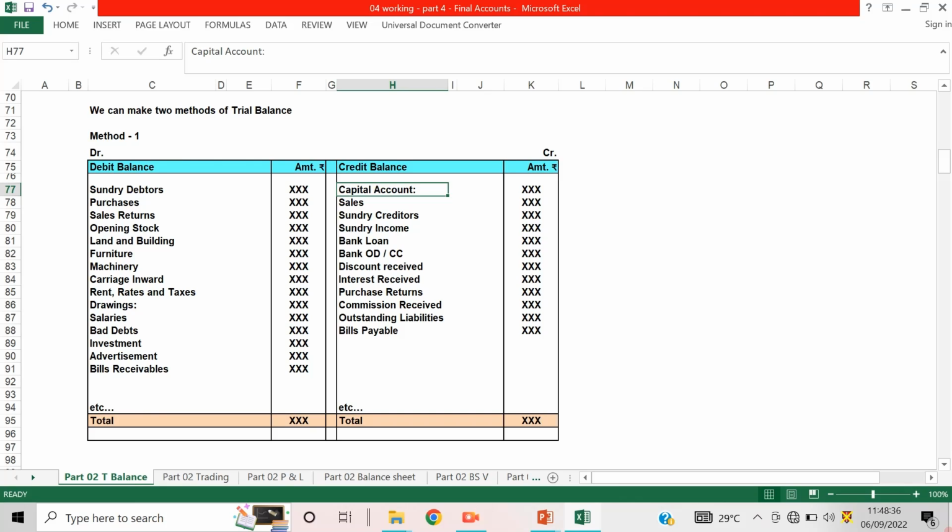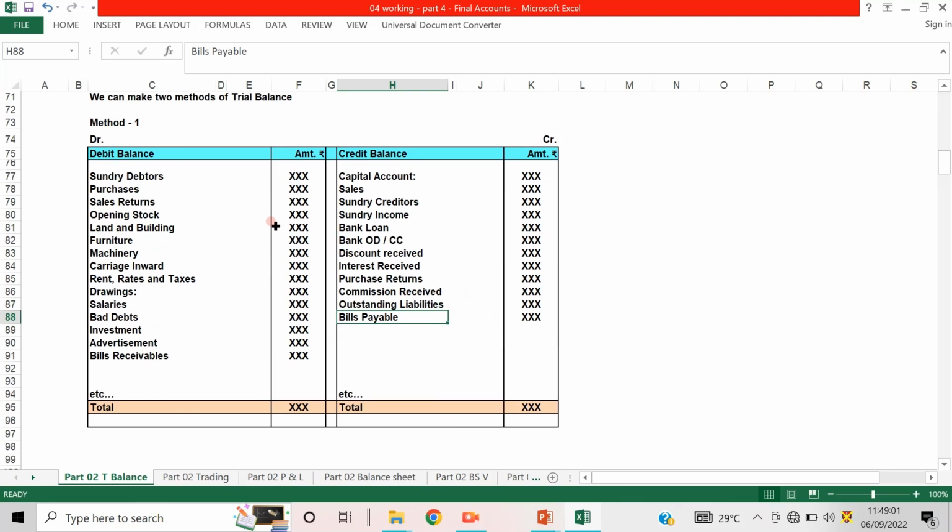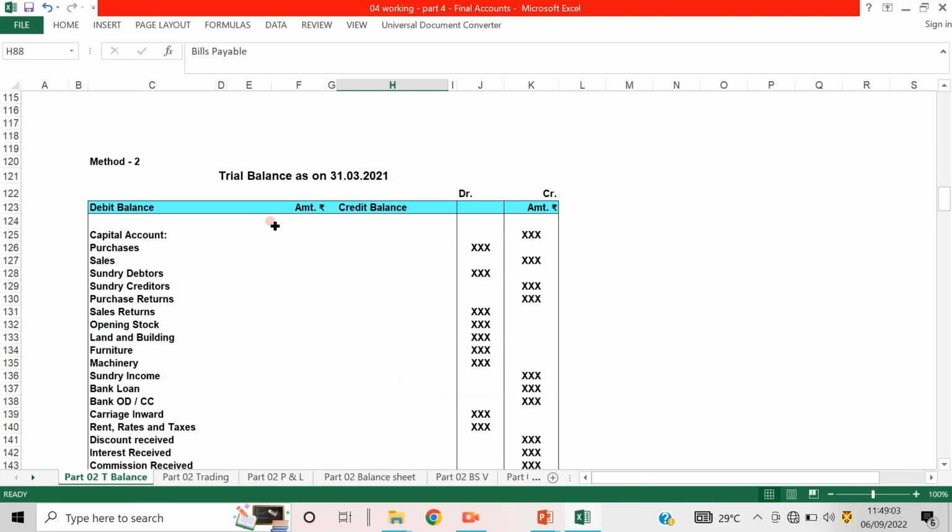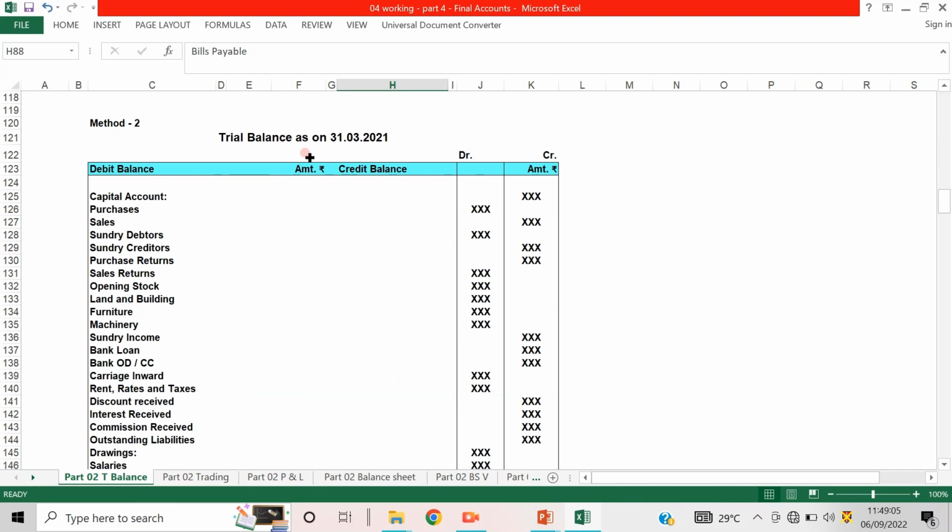Now the credit side: capital account, sales, sundry creditors, sundry income, bank loan, bank OD or CC, discount received, interest received, purchase returns, commission received, outstanding liabilities, bills payable, etc. Now this can be prepared in another way also. The effects are the same, but the presentation is a different type. That is all, nothing else.